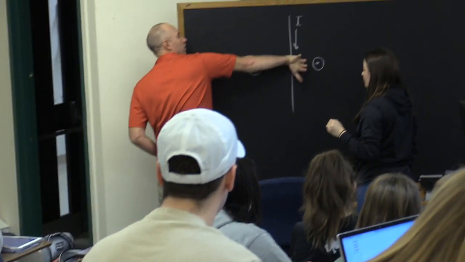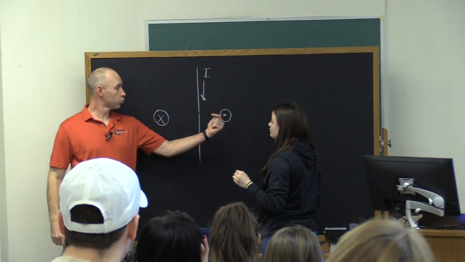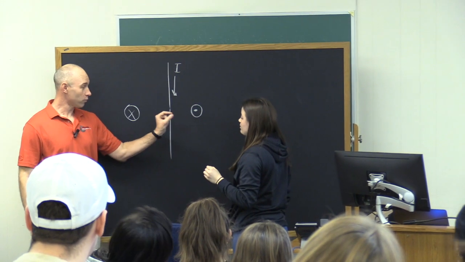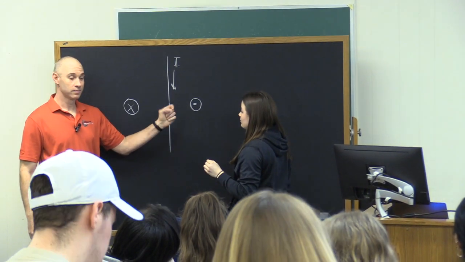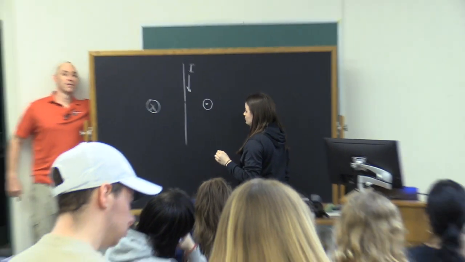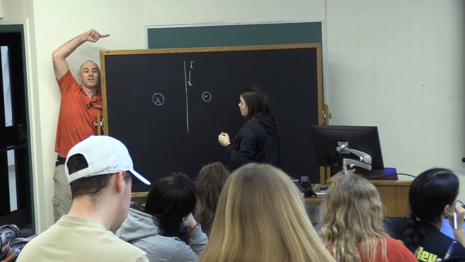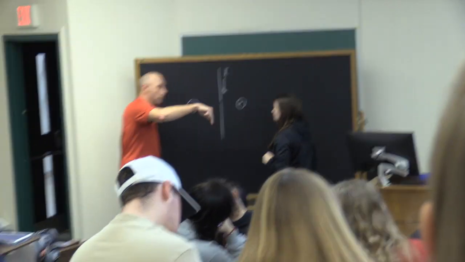What direction is my finger curling? It's a circle, remember? Which way? Right here in front of it? Towards me. What about behind the board? What about back here? Which direction would that circle be pointing? That way, to your right. It's making a circle around that wire.